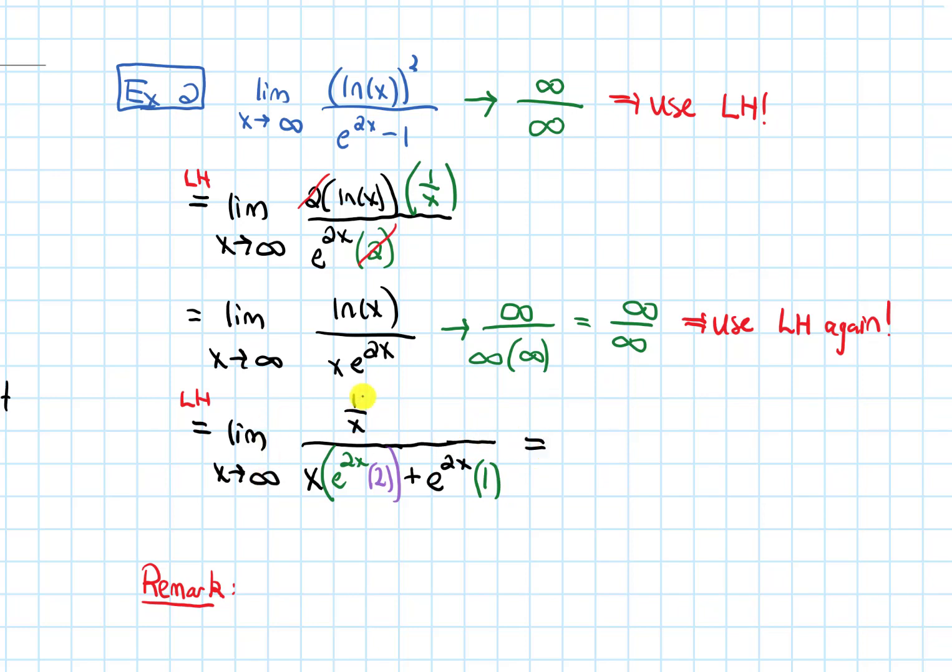If we do that on the top, I'll get 1 over infinity, which is 0. And on the bottom, I'll get infinity times e to the infinity times 2. That's going to be infinity. And then plus e to the infinity, which is infinity. So I'll get 0 all over infinity, which is 0. So that's my answer. So sometimes I have to do L'Hopital's rule more than once to be able to arrive at my answer.